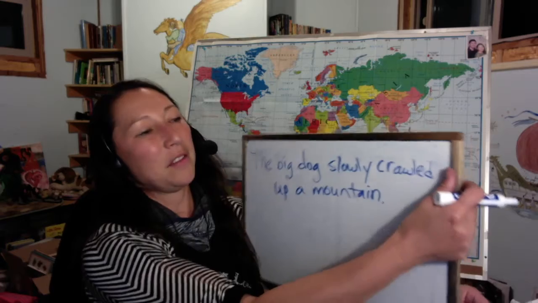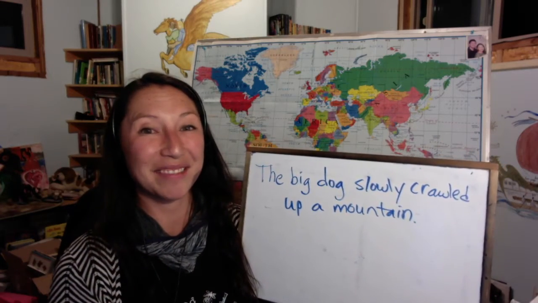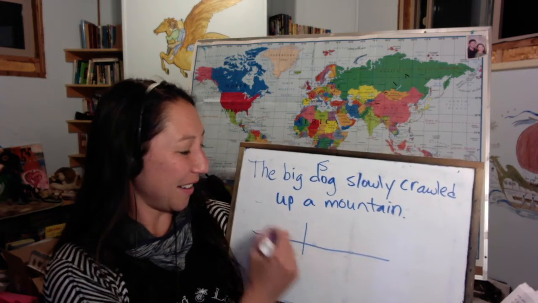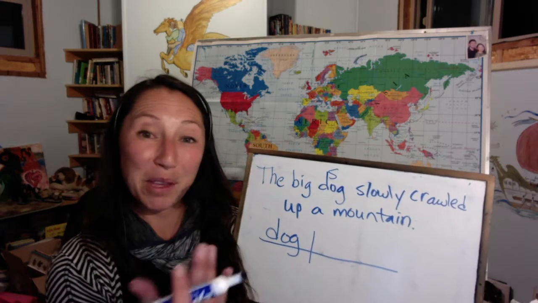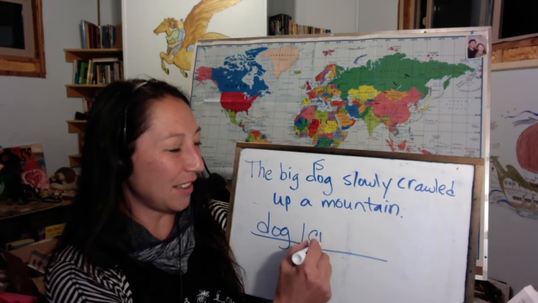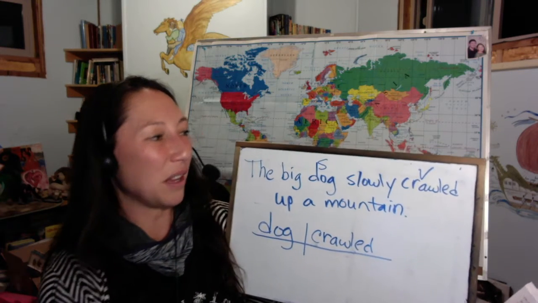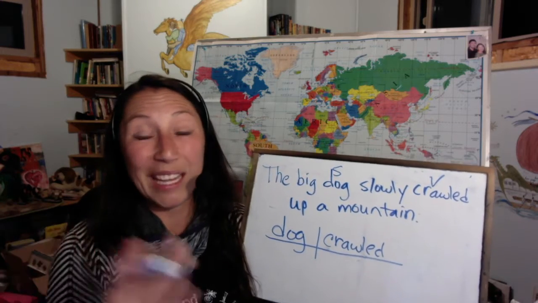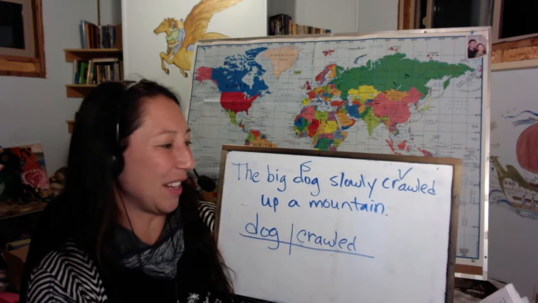Okay, so first I'm going to identify the subject. What or who is the sentence about? If you found dog as a subject noun, you are correct. Dog. What did the dog do? I'm looking for my verb. Crawled. Crawled is my verb. If I have an action verb like crawled, I'm going to ask what? Crawled what? Crawled who? If I can't answer that, I know I don't have a direct object. It's an intransitive verb.